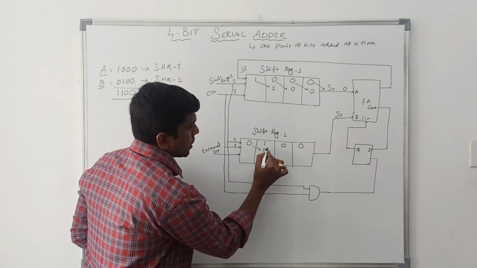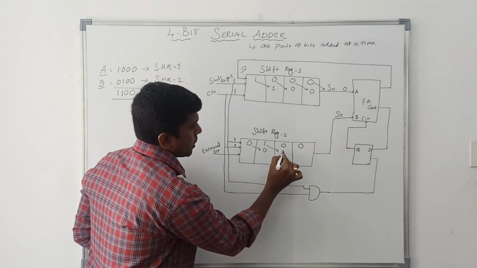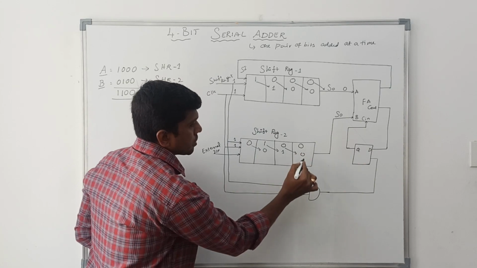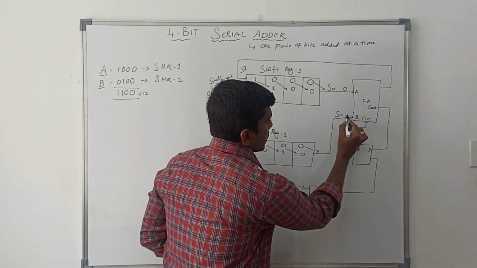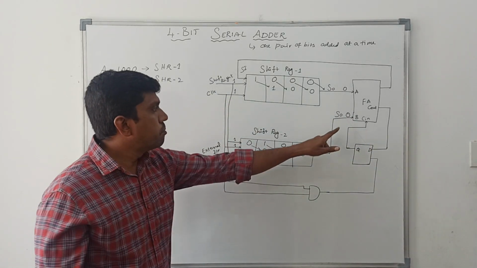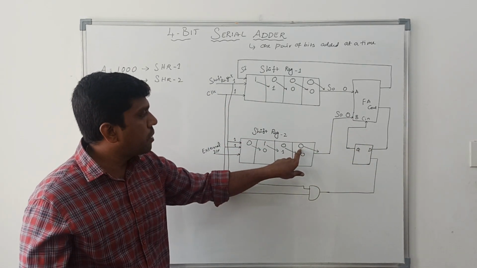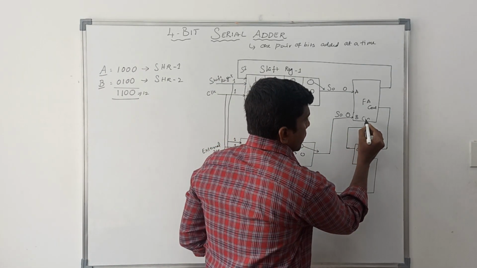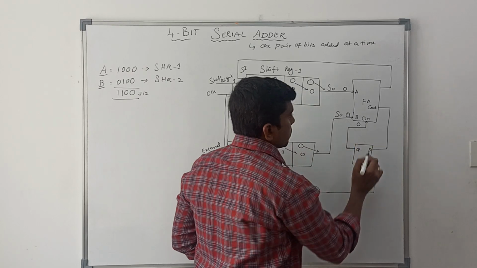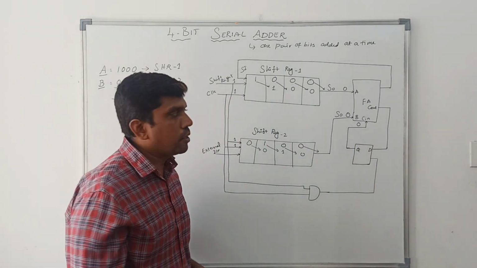This 0 goes to here, this 1 shifts to here, this 0 shifts to here, then this 0 is transferred to here. So now the B content is 0. This LSB value is given to the input of B. Then the carry in value, let me assume 0. So initially the carry in value is 0.